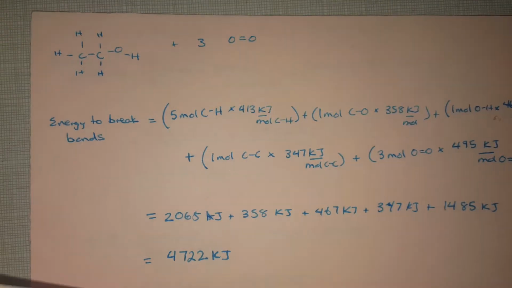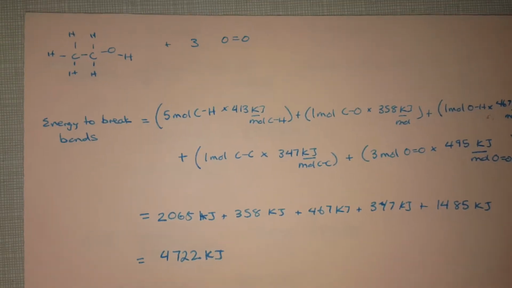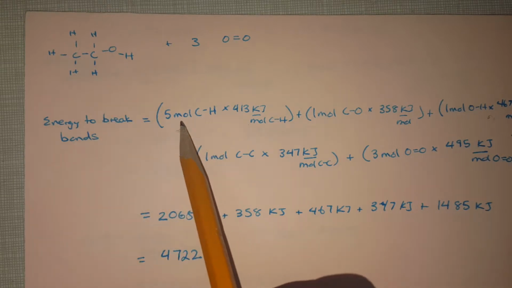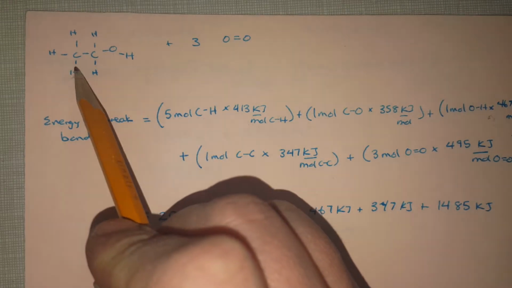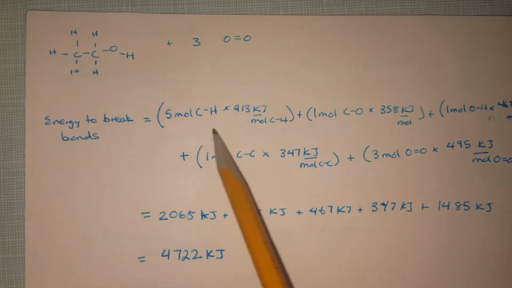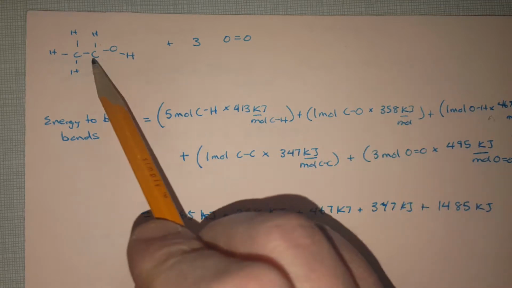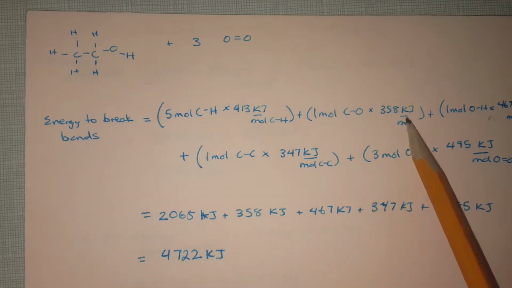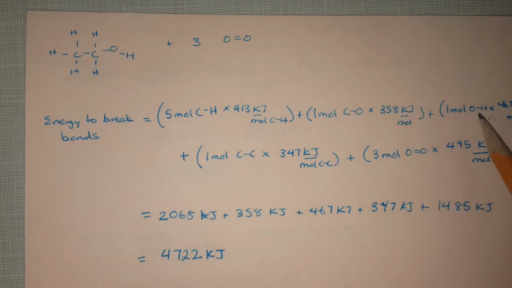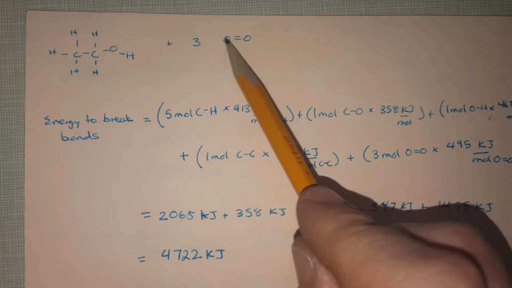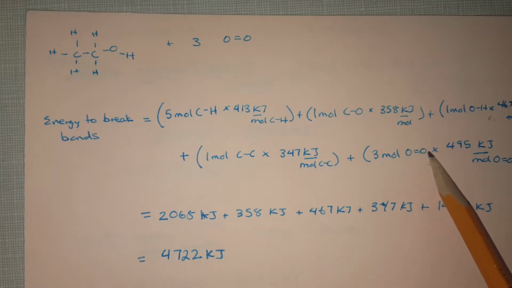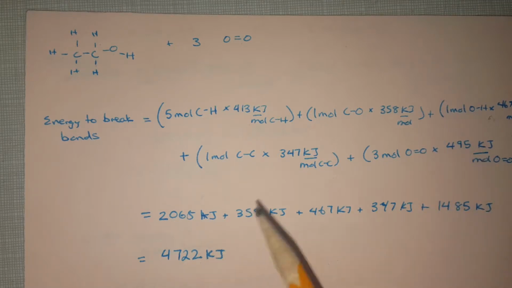Okay. And now what I can do is start looking at the energy associated with it. So here I have 5 carbon to hydrogen bonds, because I have 1, 2, 3, 4, 5 carbon to hydrogen bonds, times the average bond energy for a carbon hydrogen bond. Then I have 1 carbon to oxygen bond, so 1 times the average energy of a carbon to oxygen bond. 1 oxygen to hydrogen bond, 1 carbon to carbon bond, and then I have 3 O2s, oxygen double bonds, so it's 3 times that energy. So I find that it takes 4,722 kilojoules to break all the bonds in my reactants.